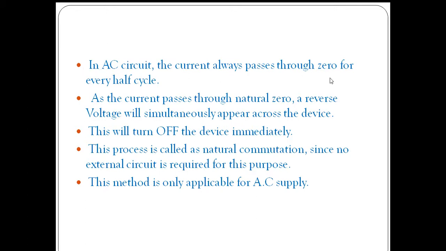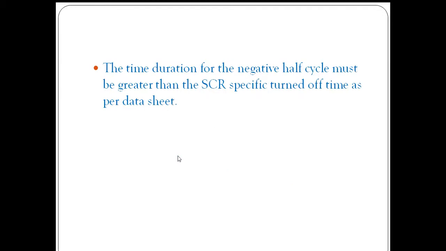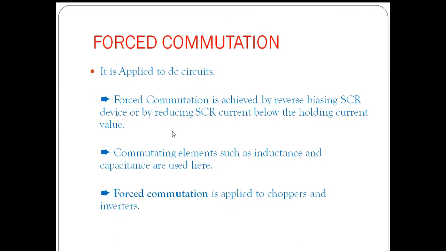In an AC circuit, the current always passes through zero for every half cycle. So whenever the current passes through zero, the device will automatically turn off. The device will not turn off immediately; it will take some time. So we need to take care that the time duration of the negative half cycle is more than the turn off time of the SCR as per the data sheet.